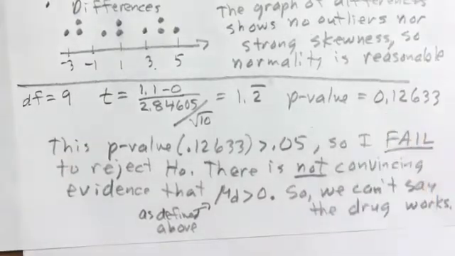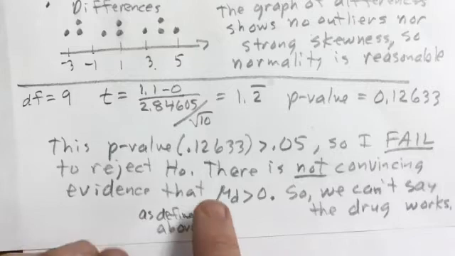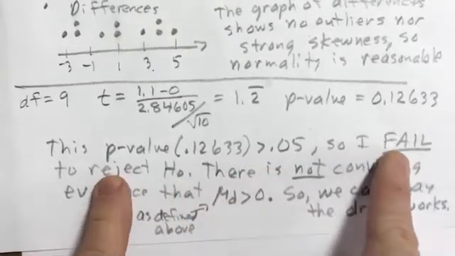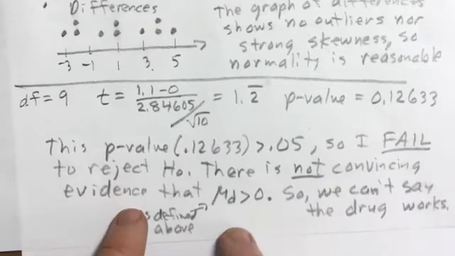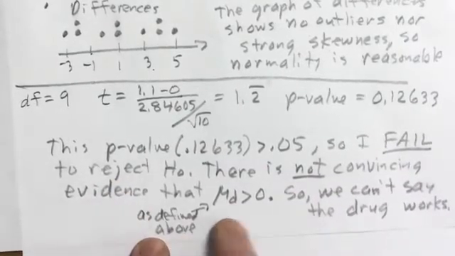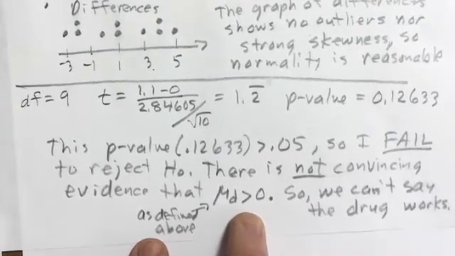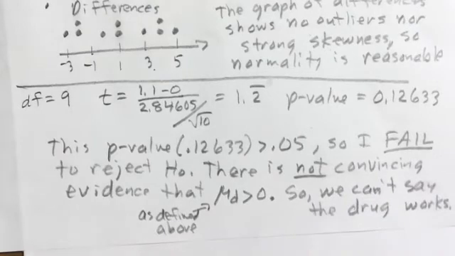That p-value is above 0.05. If the p-value is low, you reject the null. Otherwise, you do not reject it. This p-value is greater than 0.05, so I fail to reject the null. There is not convincing evidence that, and then you restate the alternative, the mean of the differences is greater than 0. In other words, we can't say definitively that the drug works. That's a run through of chapter 11, section 2.